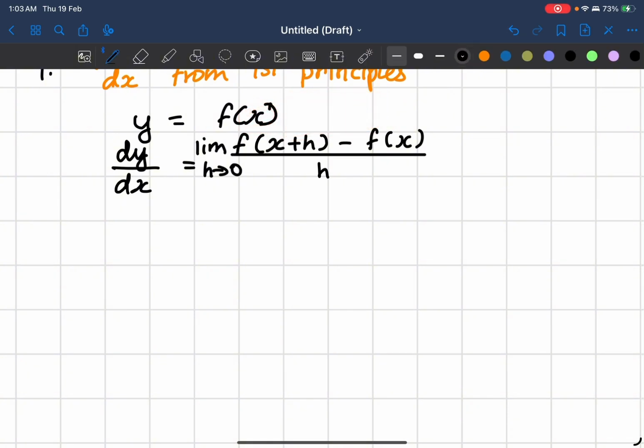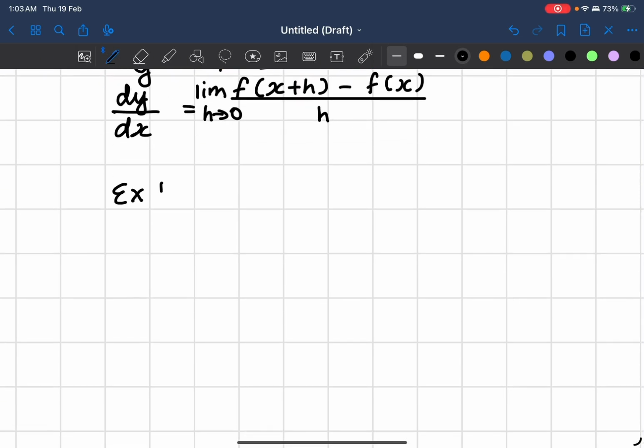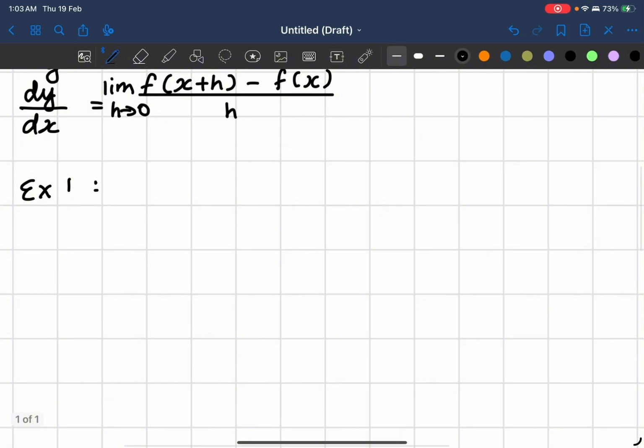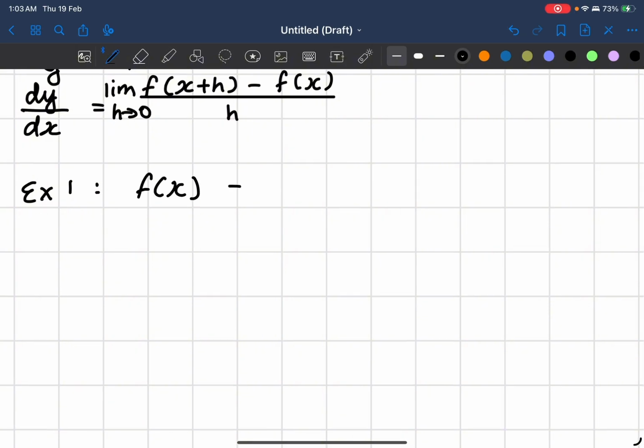So I think we should apply this to a question so we get a better understanding. Okay, let's take this example. It says f of x is equal to x squared minus 3x plus 7. Okay, and we need to apply this first principles rule to find dy over dx or f prime of x.